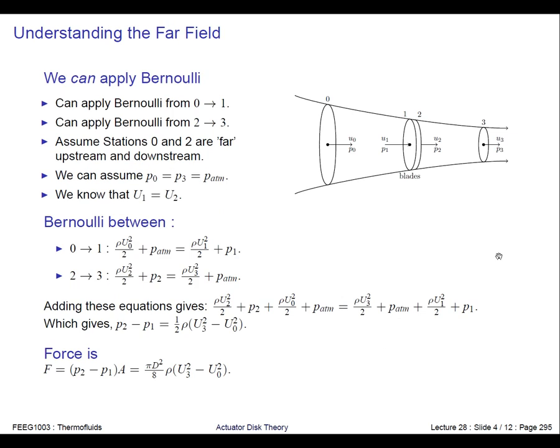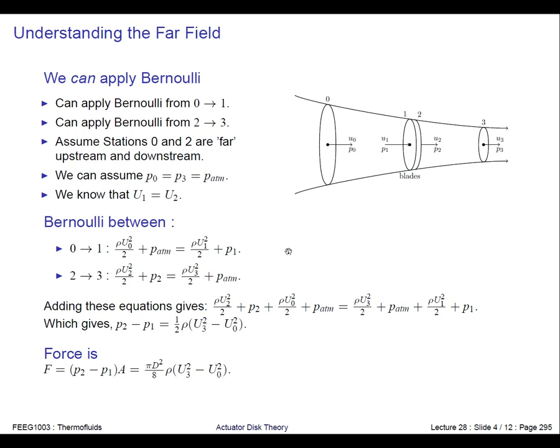So let's think about what's going on in the far field, and how we can start to link this to what's going on across the propeller. What we can do is apply the Bernoulli equation between 0 and 1 because there are no walls here, and we can treat the fluid as inviscid in these locations. So we can apply the Bernoulli equation between 0 and 1 and 2 to 3, and we can also assume that the pressure far upstream and far downstream is atmospheric pressure.